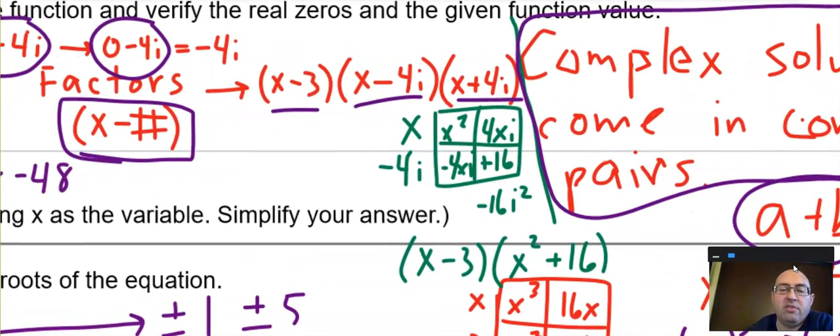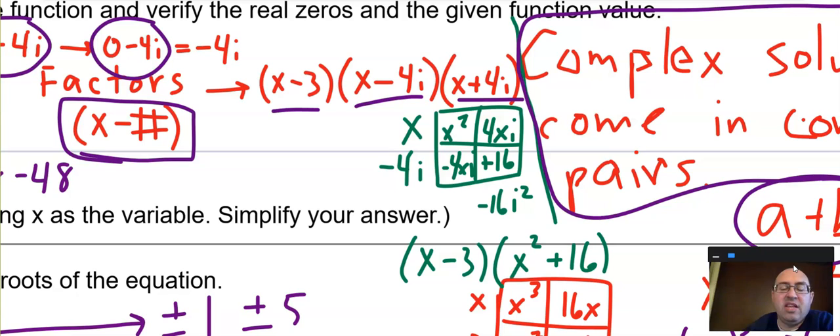Now, I want to multiply those things together. And so you can see that I like my box. You do not have to use a box if you don't want to. You can start drawing arrows, like first, outsides, insides, last, that kind of thing. I just do the box and then I match things up.